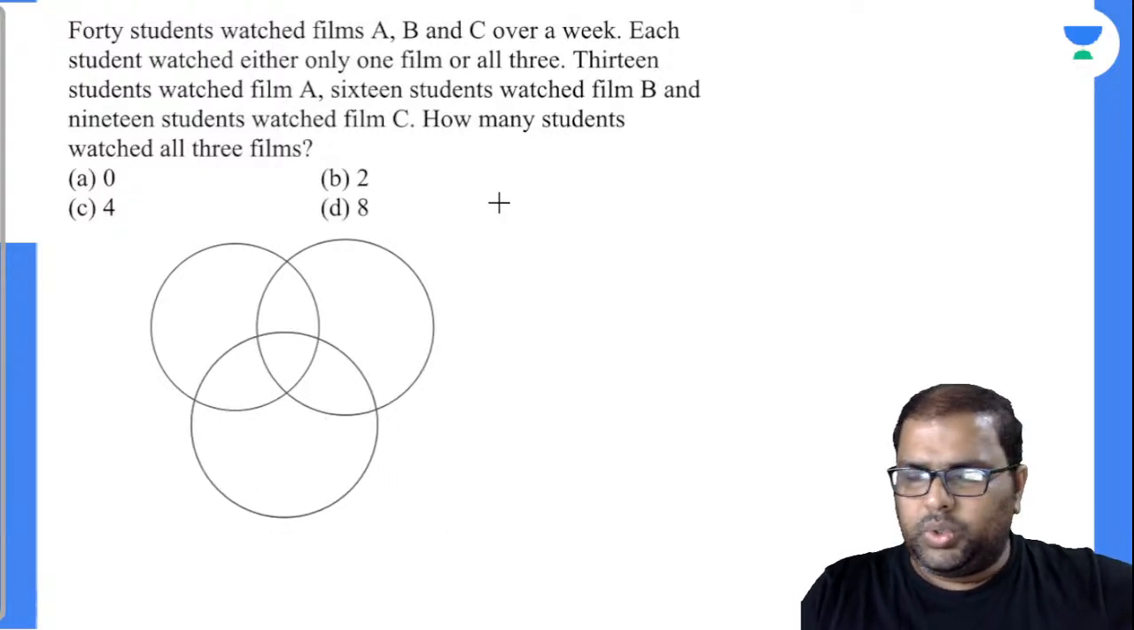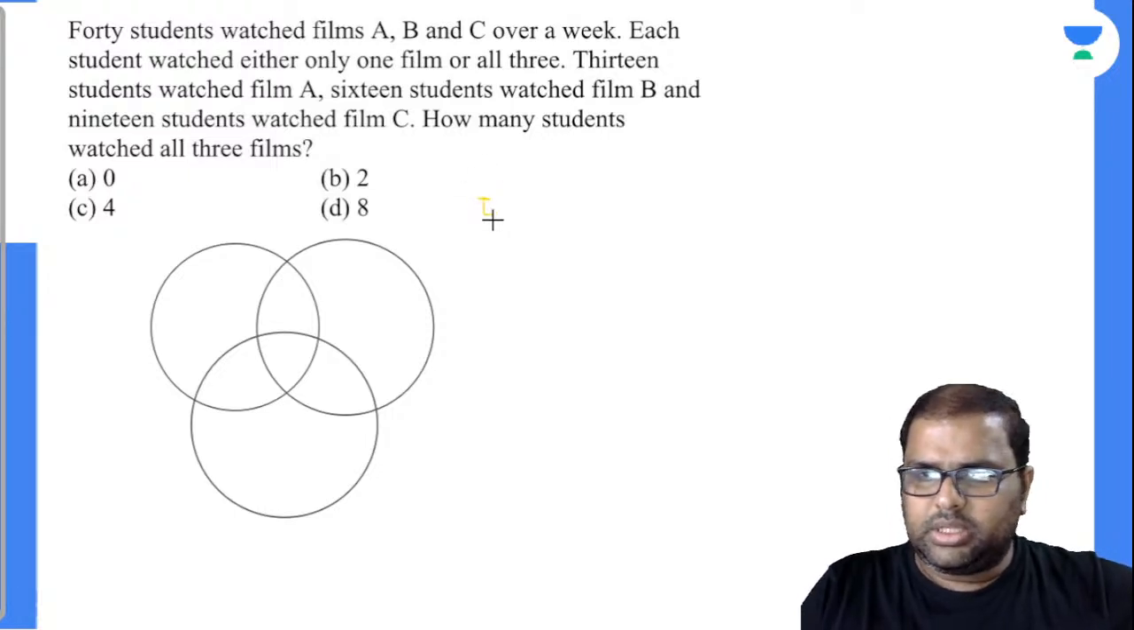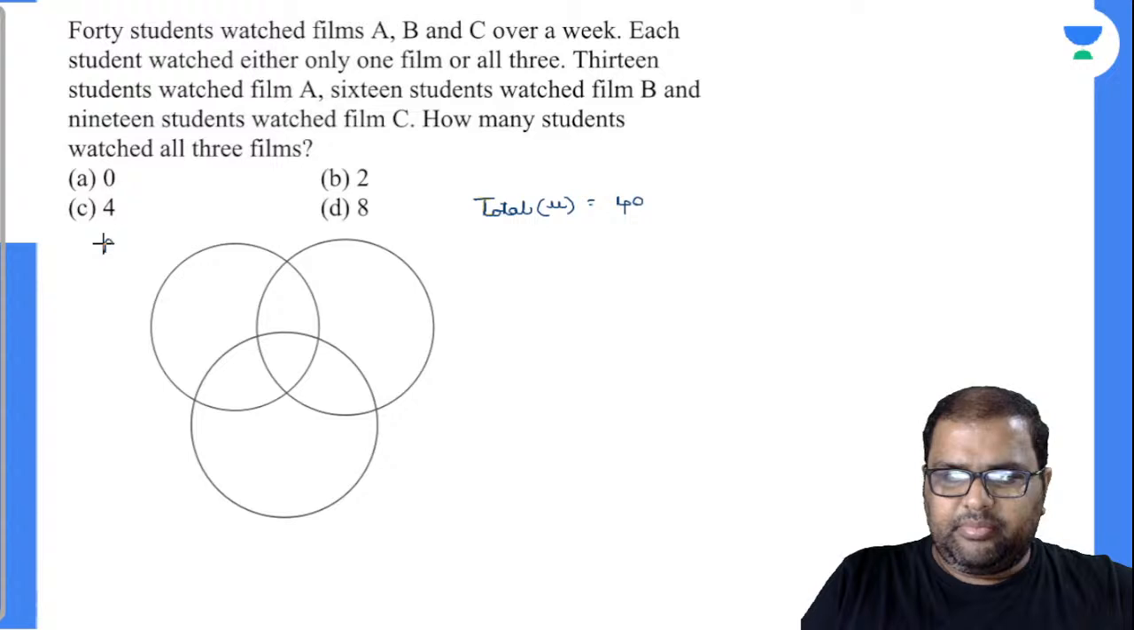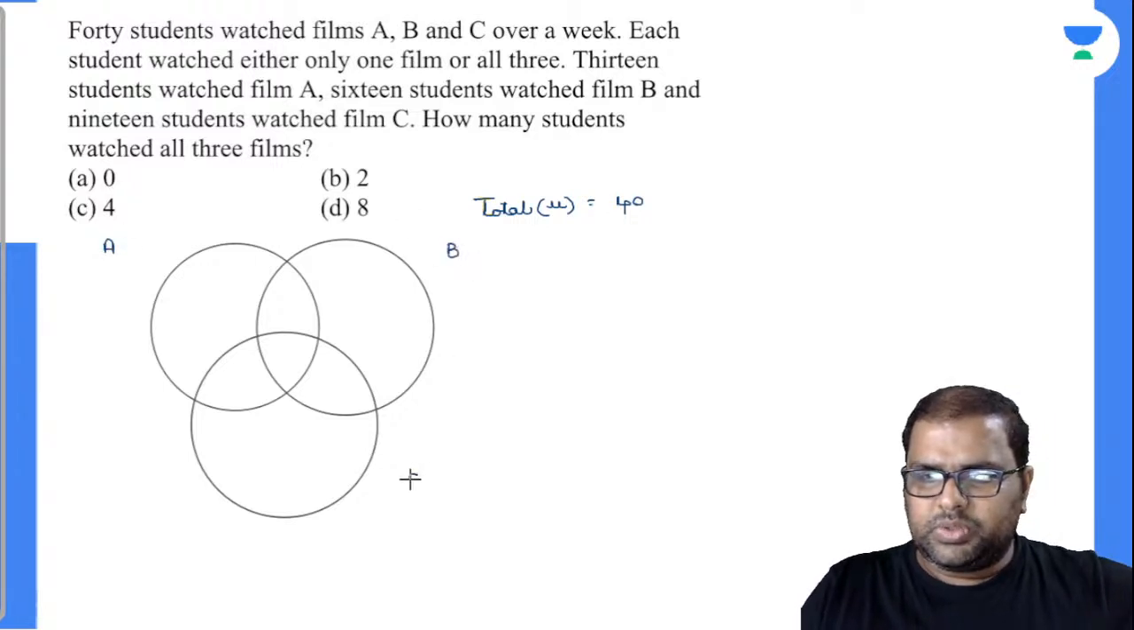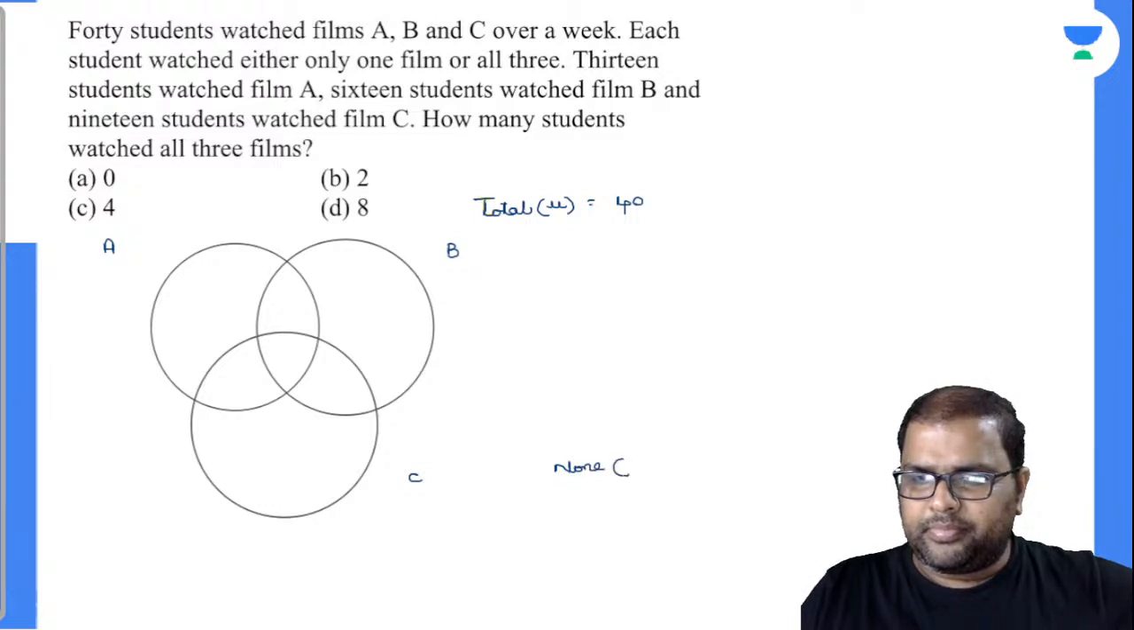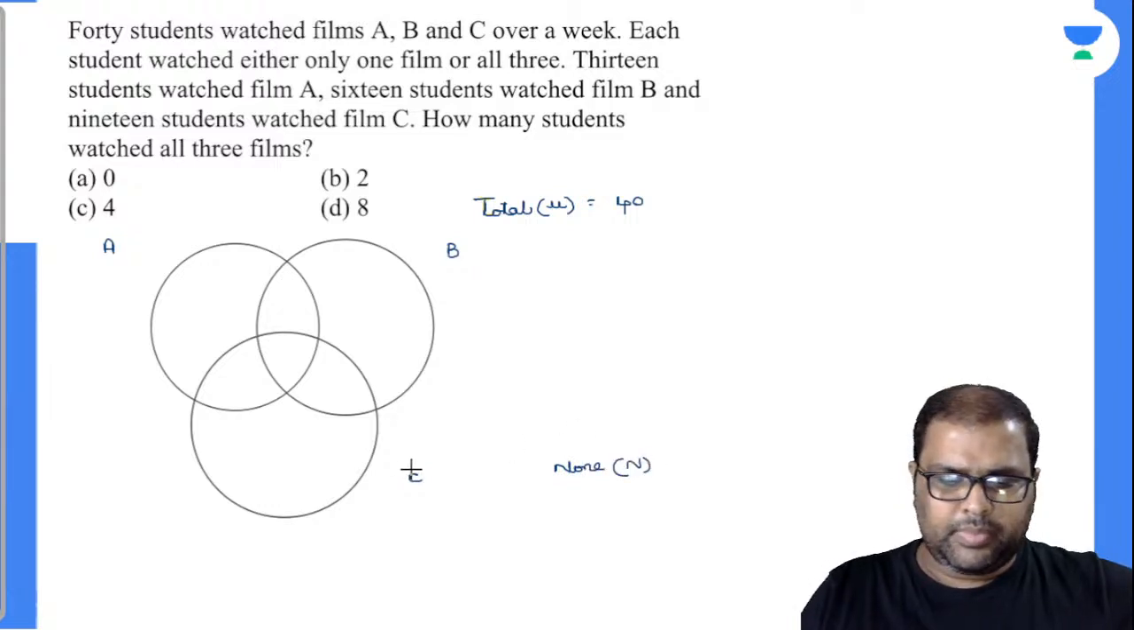So total, how many students are there? 40 students are there. Sorry. Total can be represented as mu. There are 40 students, it seems. And the movies are A, C. Write down none here. Right?